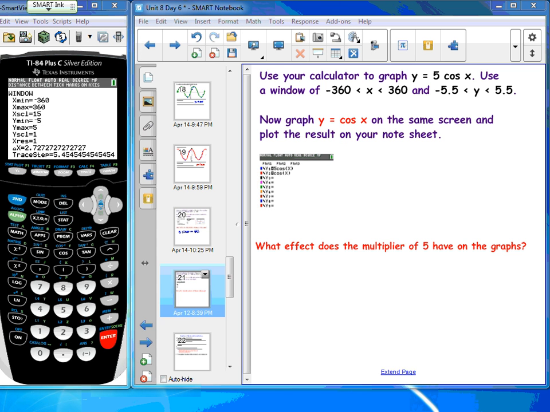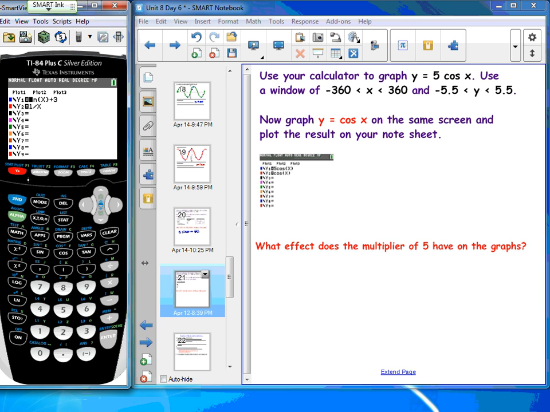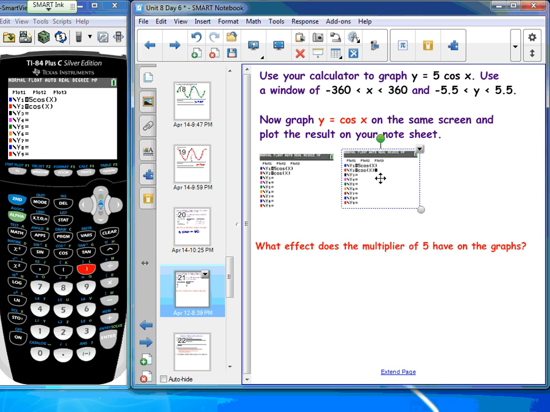All right, let's take a look at our 5 cosine x and compare that with cosine of x. So there's our 5 cosine of x. Here's our 1 cosine of x. Oh, and it's there twice now.